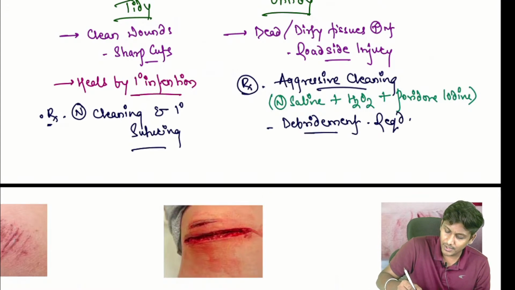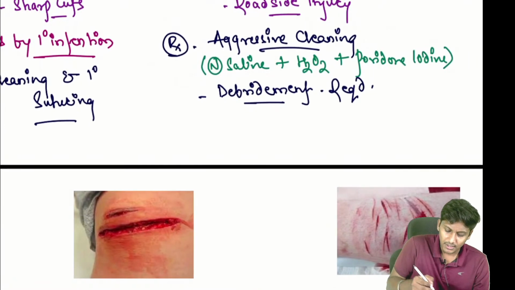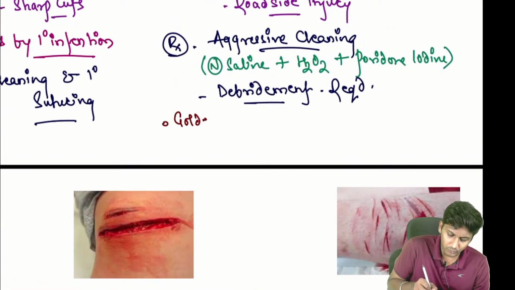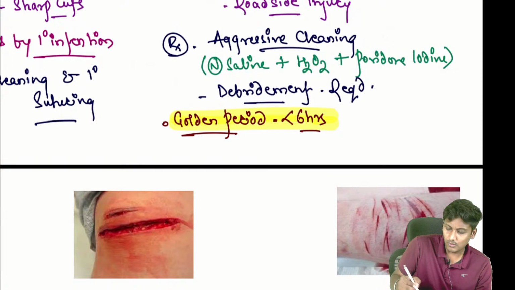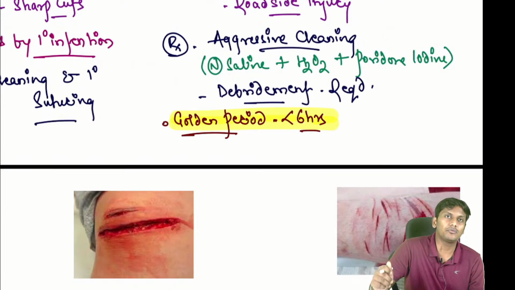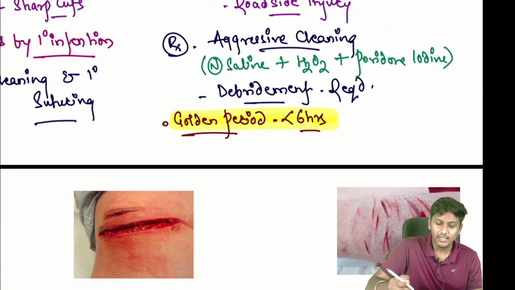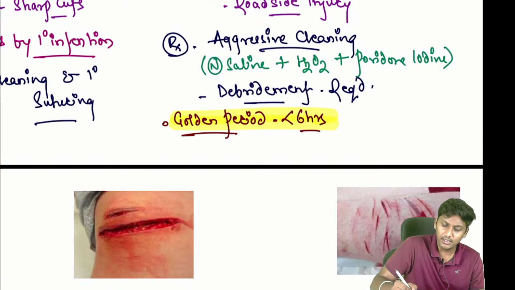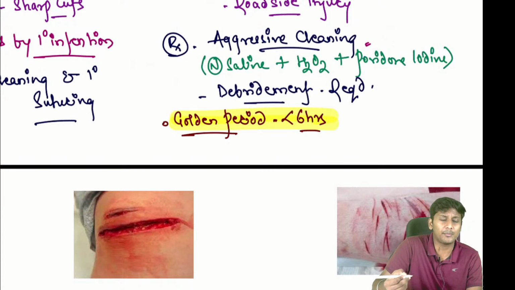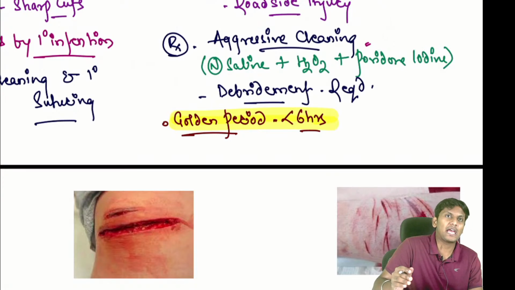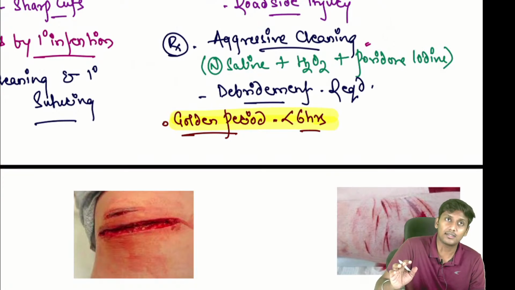Important, please remember, is the golden period of a wound. The golden period of a wound is considered to be 6 hours. That means if the patient presents with the untidy wound within 6 hours, then we can do an aggressive cleaning, and if required somewhat of debridement, and then we can go for primary suturing itself. Yes, we can close the wound itself.